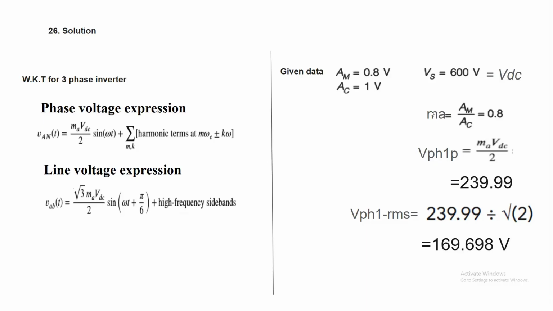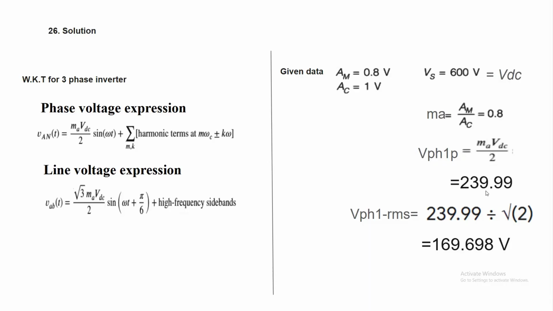Modulation index is nothing but AM by AC. AM is given as 0.8 and AC is given as 1. So MA will be 0.8. And the VDC in the given problem, the DC link voltage, is given as 600 volts, which is the input voltage of the voltage source inverter. So we can find the peak value of the phase voltage fundamental component as MA VDC/2. If we substitute MA and VDC values, then we will get the peak value as 239.99 volts.